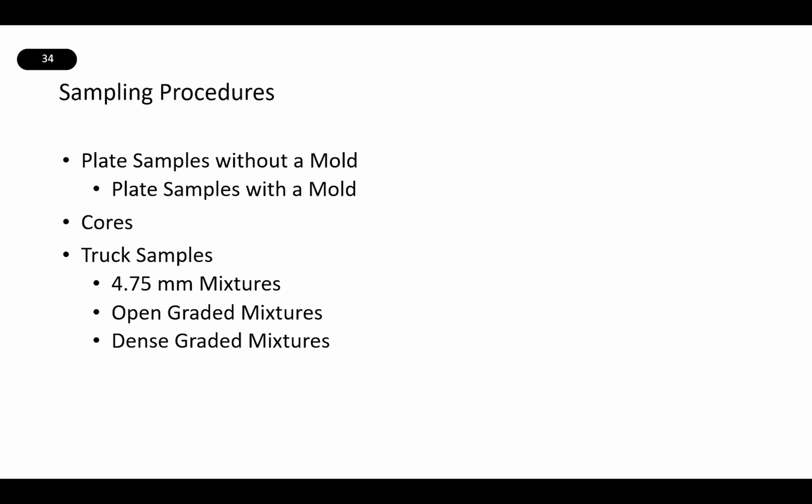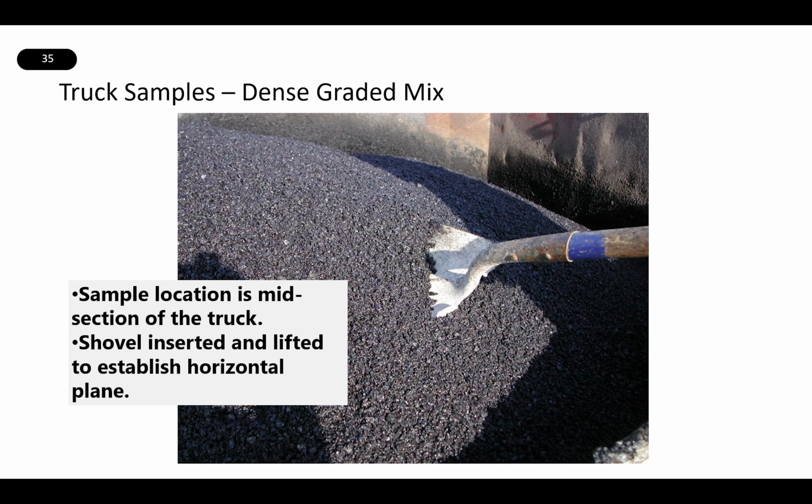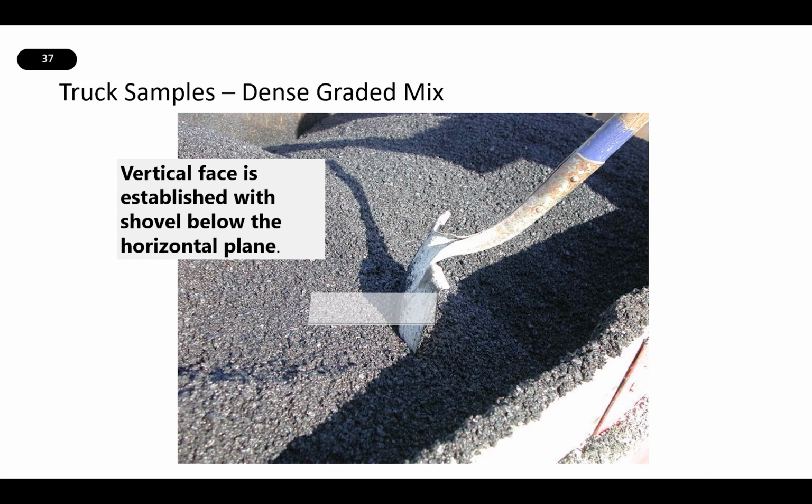And lastly, for your most common type of truck samples, we'll discuss dense graded mixtures. Your sampling location for dense graded material is right in the midsection of the truck. In the next few slides, we'll walk through the process of pulling the material to make sure you have a representative sample. This begins by inserting a shovel horizontally into the mix at the approximate midsection of the truck. Then you lift your shovel vertically to establish a horizontal plane in the mixture. Then you'll insert the shovel vertically to establish a vertical face below the horizontal plane.